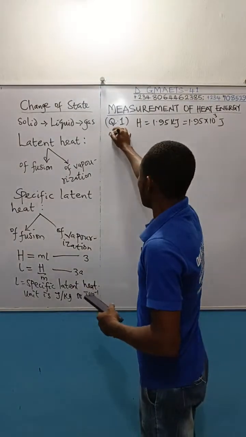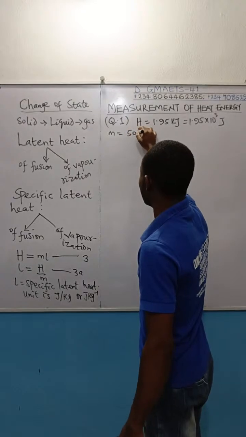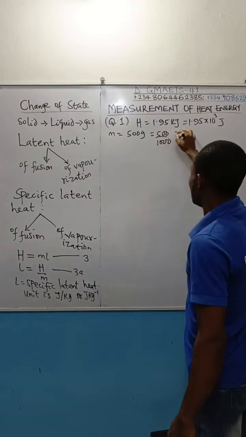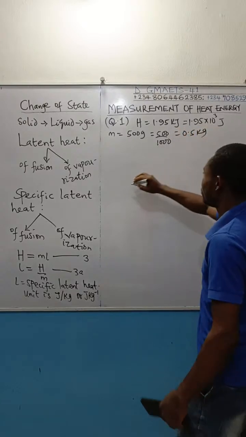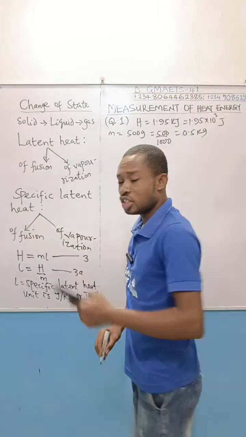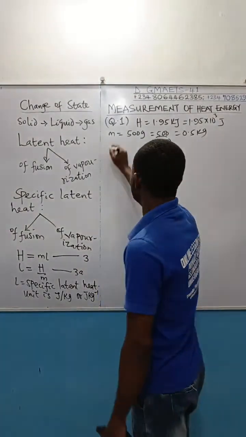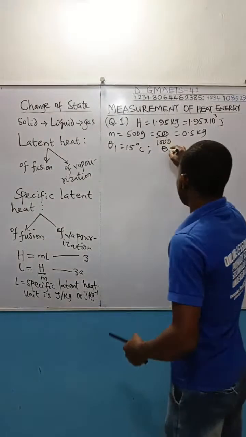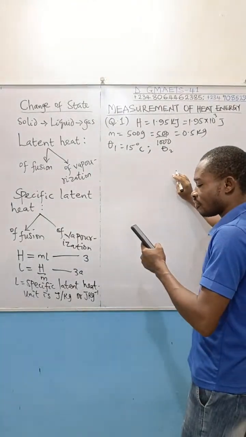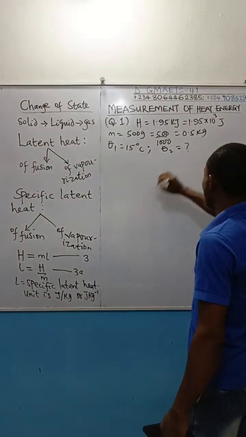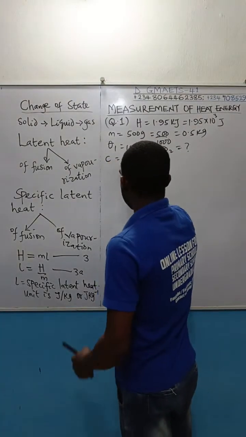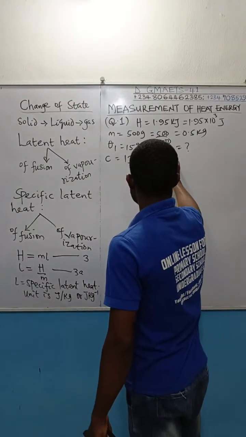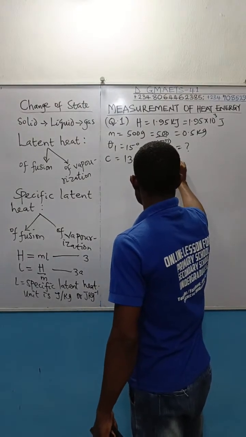The mass of lead was given to us, 500 grams. Convert it to kilogram by dividing by 1000. That gives you 0.5 kilogram. Then we are given the initial temperature of lead: theta 1 was given to be equal to 15 degrees centigrade. Then we are asked to find its final temperature, theta 2, which we don't know. The specific heat capacity of lead was given to be 130 joule per kilogram per degree centigrade.